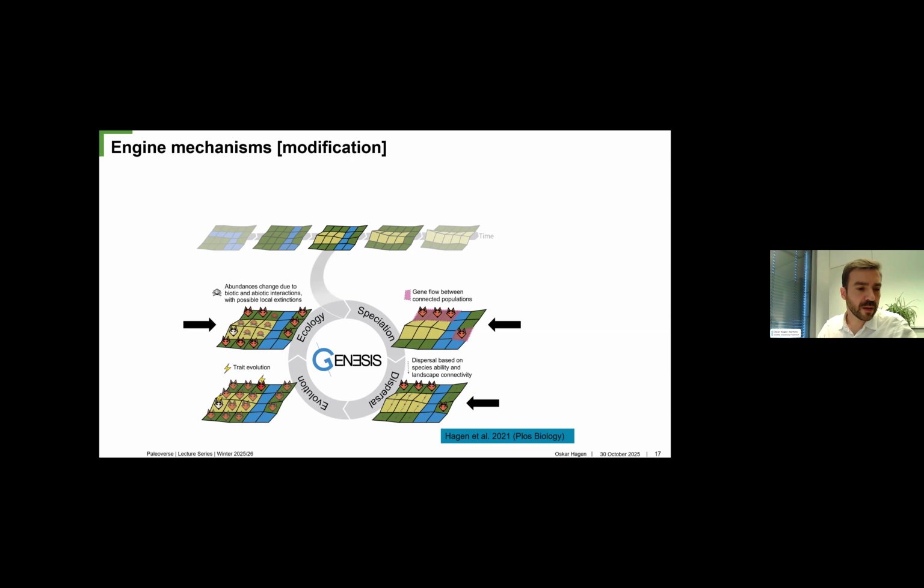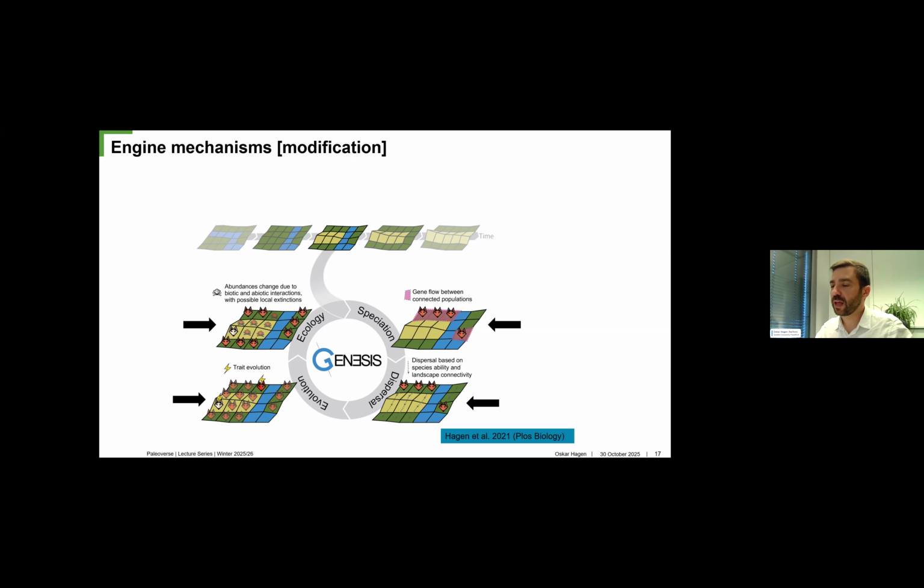On the dispersal, for example, we could model something much more deterministic. We could model something that is more probabilistic through a probability density function. And on the traits evolution, we can also consider multiple different processes as well.